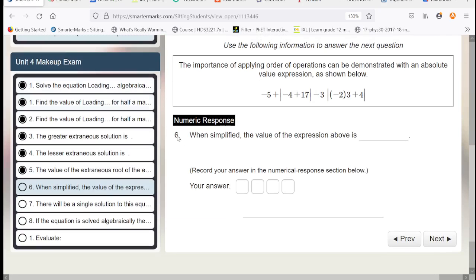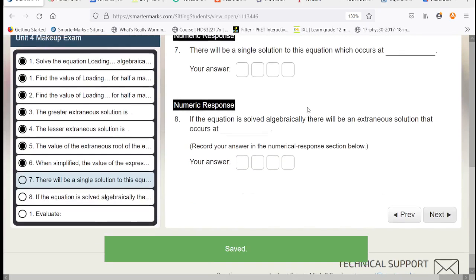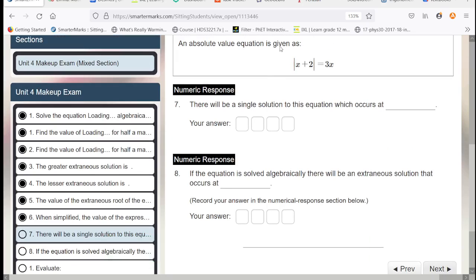Okay, so number 6. The importance of applying order of operations can now be demonstrated. So again, we treat absolute values as brackets. Within this one, we have a negative 6 plus 4, which is a negative 2. Absolute value of that is positive 2, so we're subtracting 6. We have the negative 5, so we're at negative 11. The negative 4 plus 17 is 13. Absolute value of 13 is 13. 13 minus 11 is 2. So the absolute value equation here, there's a single solution.